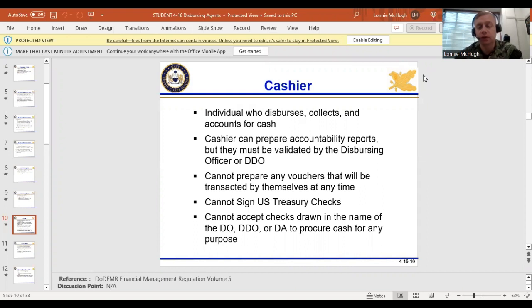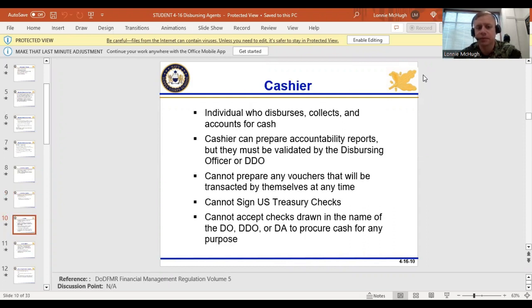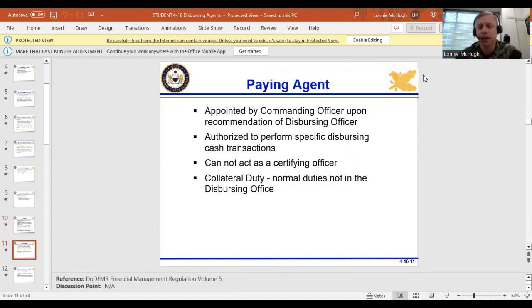So moving on, well, do we have any questions there about cashier? Or our disbursing agent general term? All right, nothing heard. So we're going to move on to the paying agent.